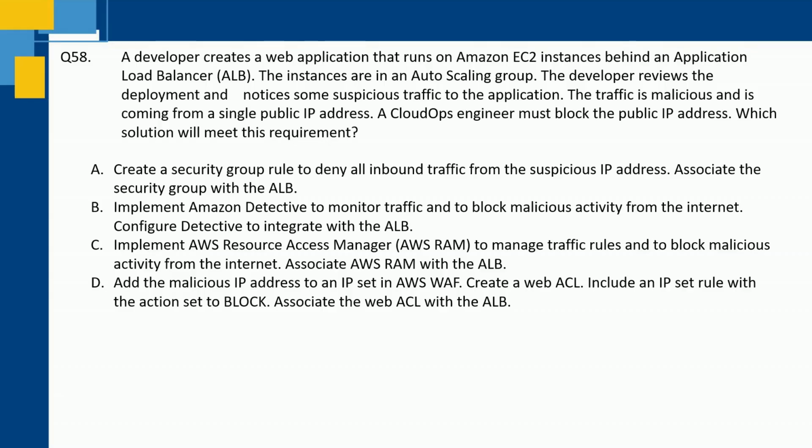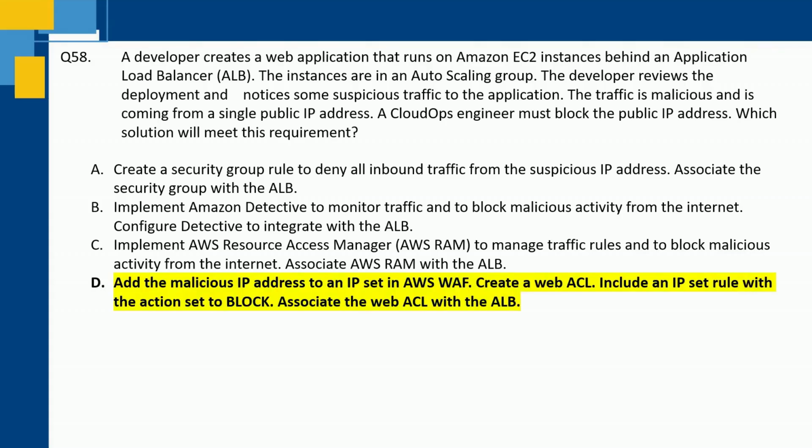Now friends, AWS WAF is the correct service for blocking malicious traffic at the ALB layer. With WAF, you create an IP set that contains the malicious IP address, add a rule in a web ACL to block that IP set, and associate the web ACL with the Application Load Balancer, resulting in all requests from that IP getting blocked before reaching the backend EC2 instances.